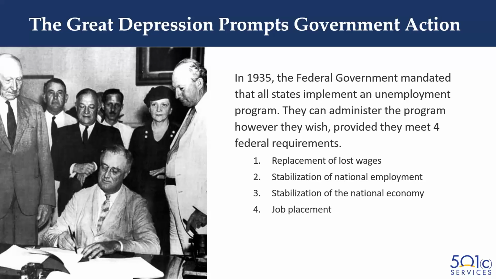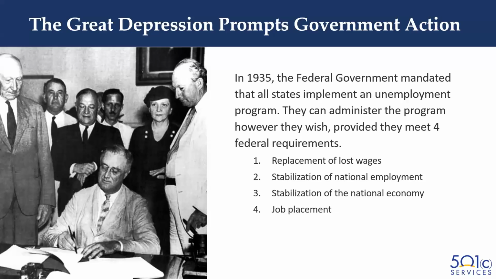The second federal objective that the states must meet is stabilization of national employment. This objective creates an incentive to employers to retain their workforce by taxing them or charging them on their prior unemployment experience. So if an employer has a high level of chargeable claims against their account, their tax rate will likely be much higher than a company with little unemployment activity. It's slightly different for nonprofit companies that are exempt from the taxes, but the underlying principle is the same. There's a financial impact for not retaining your workforce.